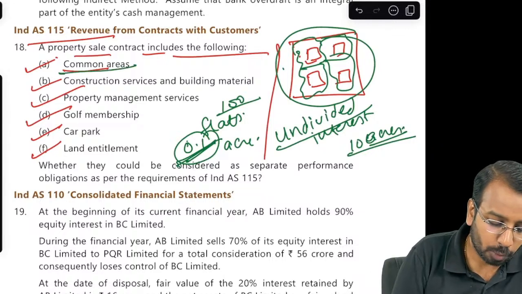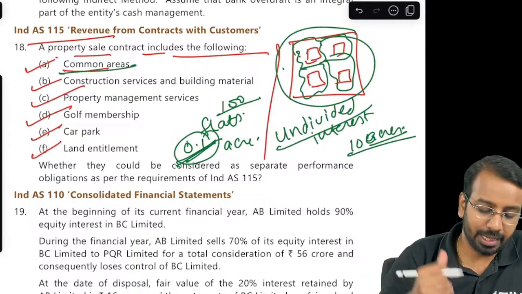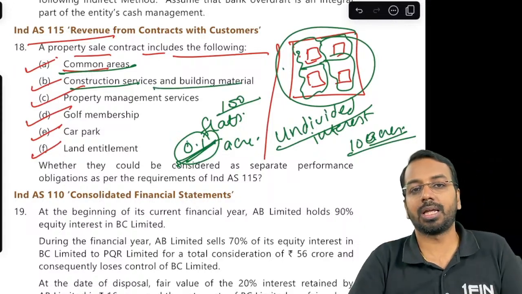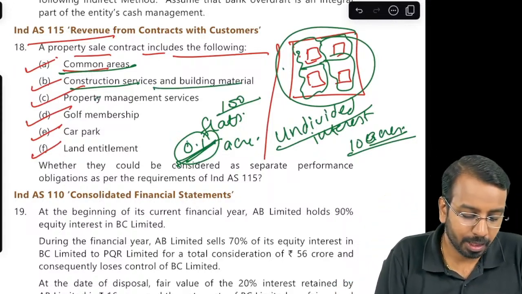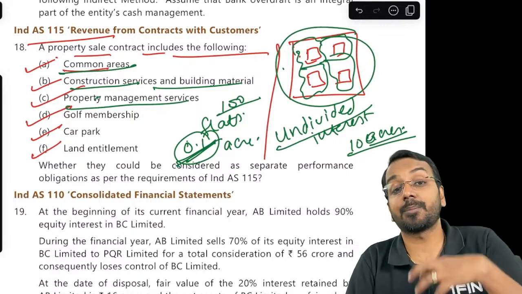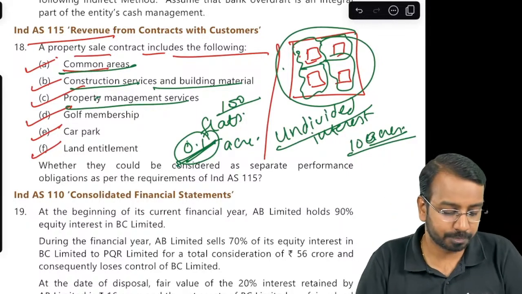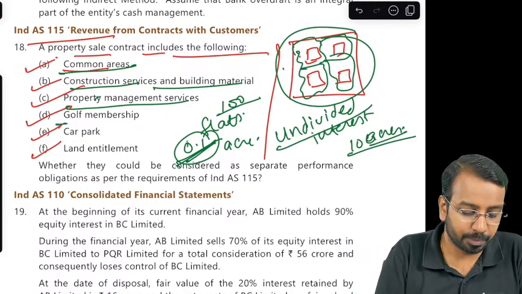So you have common areas, lift lobbies, child play area and all of that. Construction services and building material, because on the land a building has been constructed. Property management services: subsequently, the builder will manage the property. That is also sold. Golf membership.